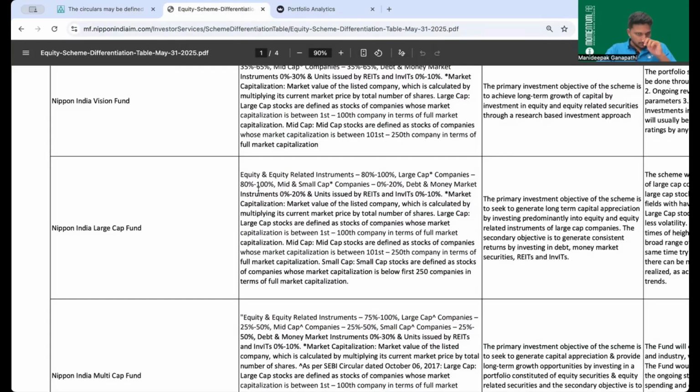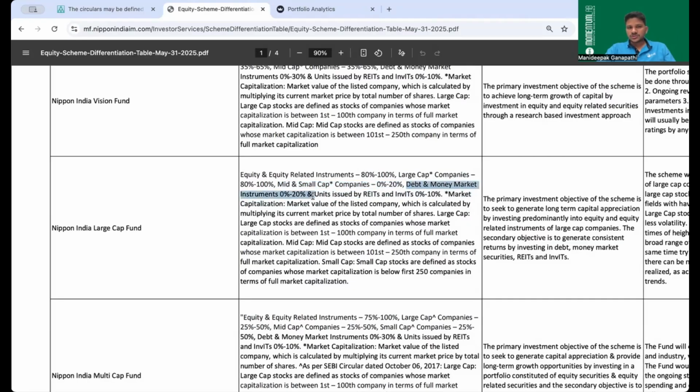And here is a report that I have from Nippon India on how large cap funds are defined. So at least 80% of the fund has to be invested in large cap companies, 80 to 100%, and 0 to 20% in mid and small companies. That means you might not keep any money in mid and small cap, or you can go as much as 20% in mid and small cap companies.